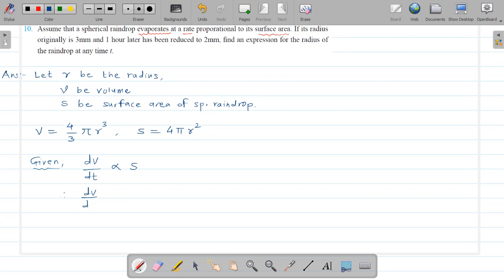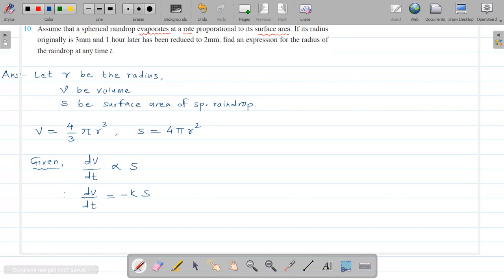So dv by dt is equal to minus k into s. We have to consider the constant as minus k because after evaporation the volume of the raindrop will decrease. So it is decreasing, hence we consider it as minus k into s.